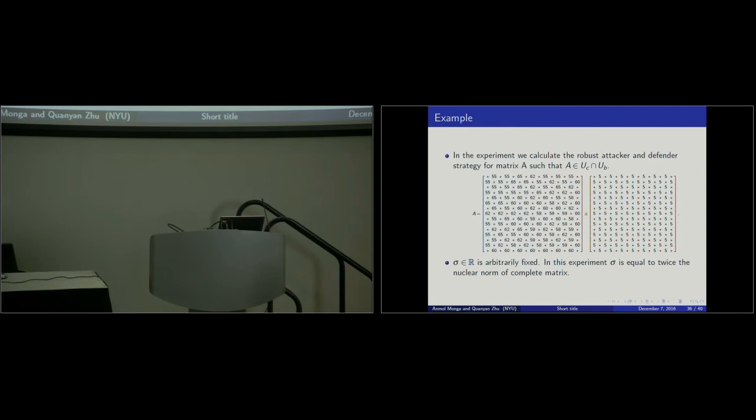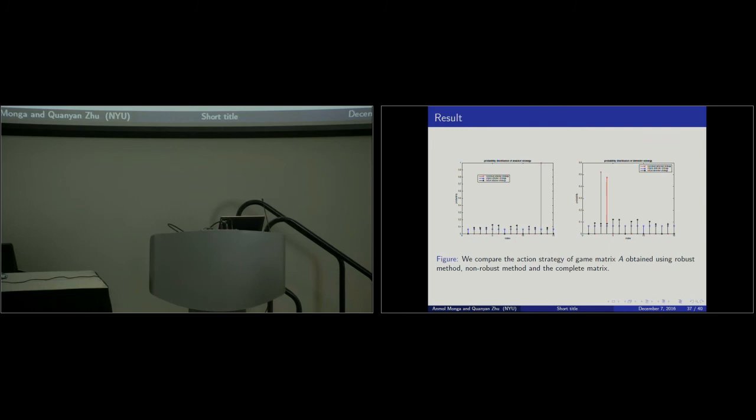Let's say there are entries that we completely do not know. On top of that, there are also uncertainties even for the entries that we know. Let's pick this one: we do not know if it's 55, it could be plus or minus 5. Once we have that context, we can compare two approaches: one is the robust approach, the other is a non-robust approach.